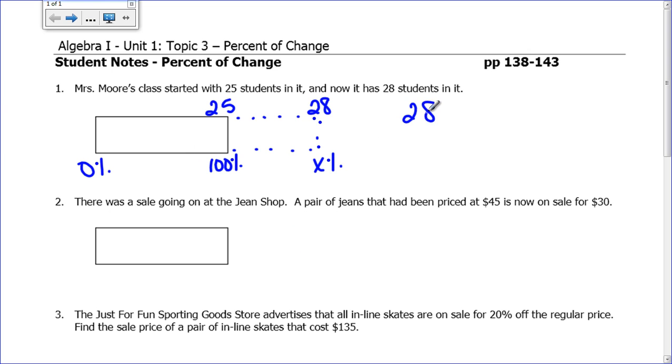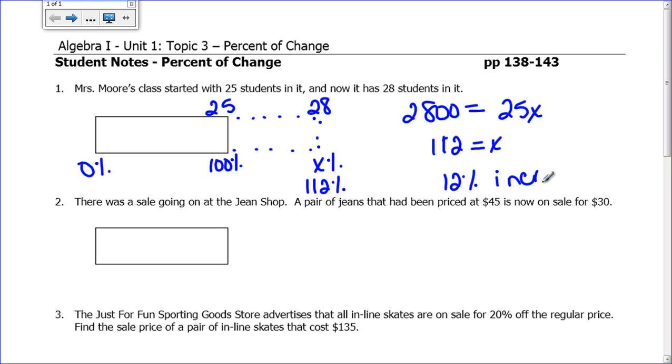I'm going to multiply and set it up. So 28 times 100 is 2800. 25 times x makes 25x, and when I divide both sides by 25, I get that x equals 112. So that means that this is now at 112%. That does not mean it increased 112%. You see, it only went from 100 to 112, so it is really just a 12% increase. So Mrs. Moore now has 12% more kids.